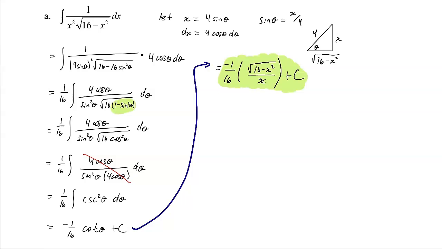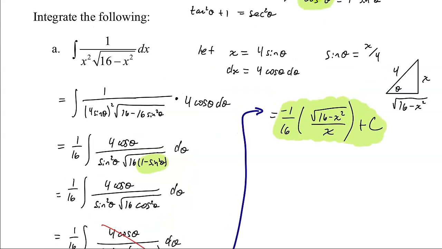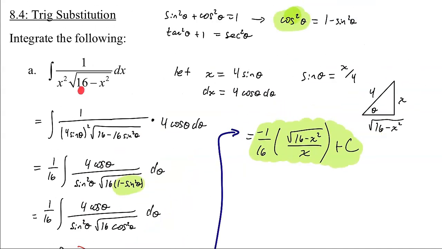So please do note a couple things. One, it was in the form of a number minus a variable squared. So I related it to this. I chose it to be sine. If it were a number plus a variable squared, I would probably want my x to be a tangent. If it were a variable squared minus 1, I would want it to be a secant. I think we'll see each of these forms as we're going through the notes as well.